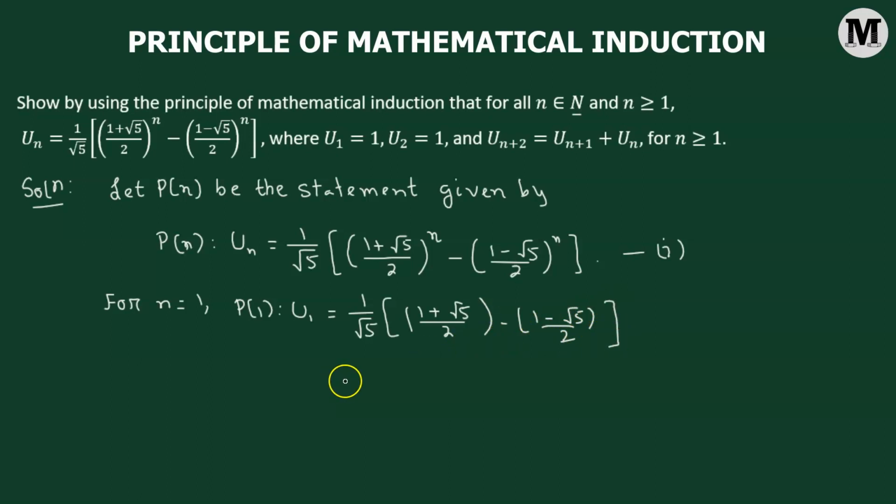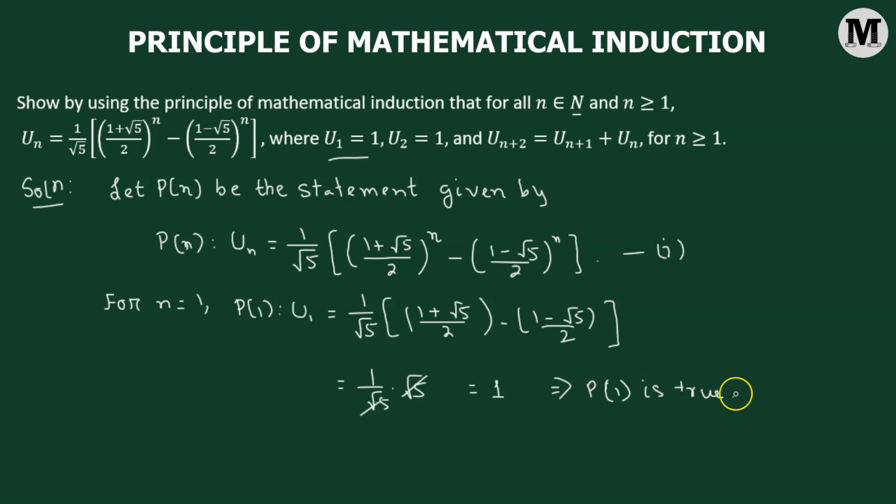This is now going to give us 1 over square root of 5. We can take the difference of these two terms within the parentheses, a very trivial calculation, which gives us square root of 5. Square root of 5 gets factored out from the numerator and the denominator, leaving us with 1. So this gives us u1 equals 1. Since the problem provides that u1 is 1, the statement P of 1 is a true statement.